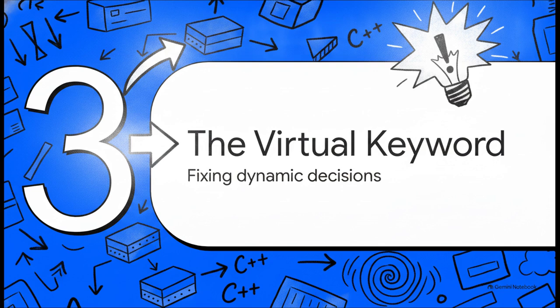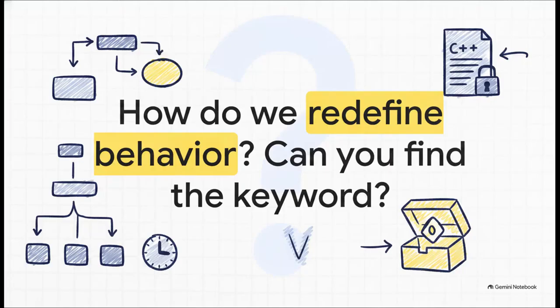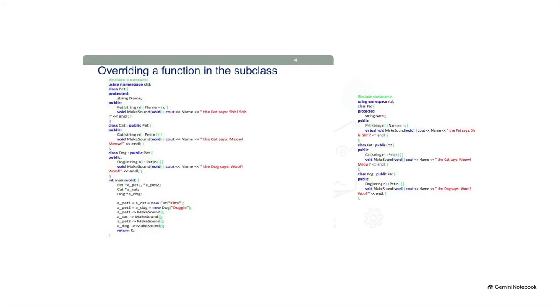The virtual keyword, fixing dynamic decisions. Okay, so we need a way to force the program to wait until runtime to make this decision. Think about it for a second. If you were looking at your C++ code, how do you actually tell the compiler to use dynamic binding? There is one specific magic keyword you need to add to your toolkit. The difference is subtle but incredibly powerful.